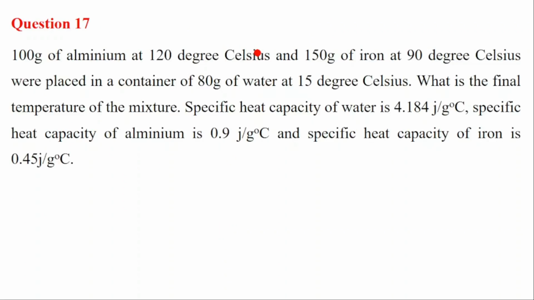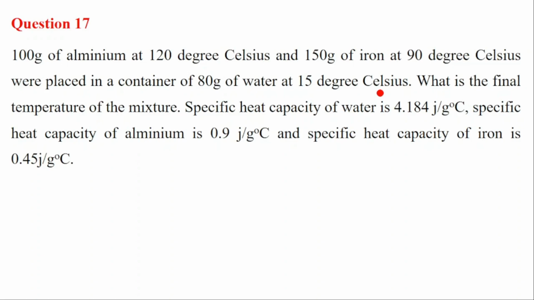Let's move to the next question, which is question 17. Question 17 says: 100 grams of aluminum at 120 degrees Celsius and 150 grams of iron at 90 degrees Celsius were placed in a container of 80 grams of water at 15 degrees Celsius. That means here we have aluminum at 120 degrees Celsius and iron at 90 degrees Celsius, and they were placed in water at 15 degrees Celsius.